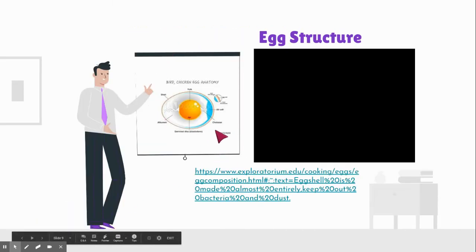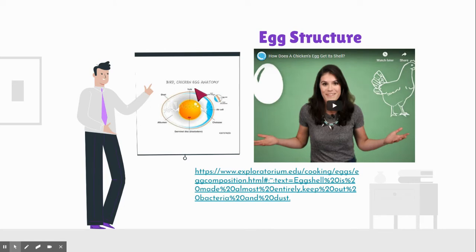All right, so here's the, like how I did that? There's a little egg over here. So bird and chicken egg anatomy. First, how does an egg get its shell? So this one is going to answer how.